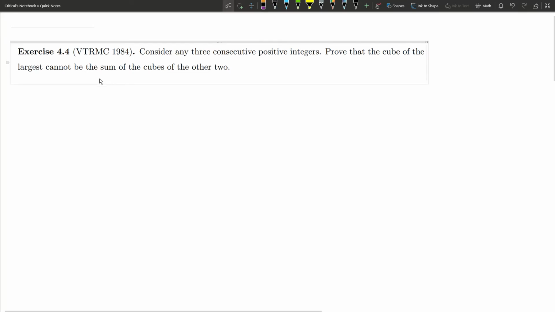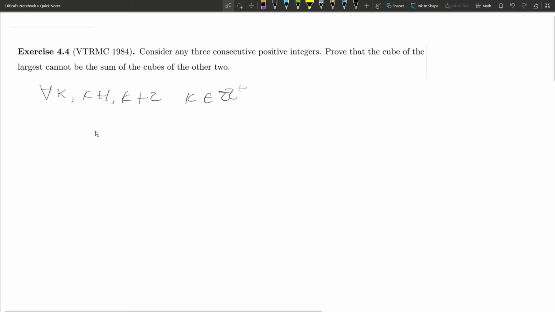Okay, so what we have here is a statement about every positive integer. The problem says to consider any 3 consecutive positive integers: k, k plus 1, k plus 2, where k is a positive integer. What we want to show is that the cube of the largest cannot be the sum of the other cubes.